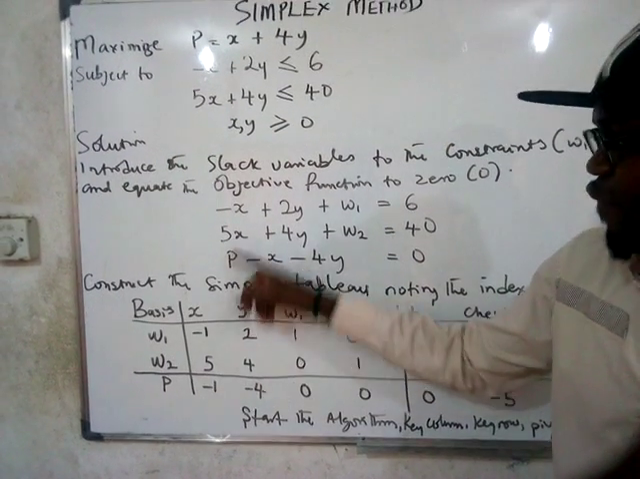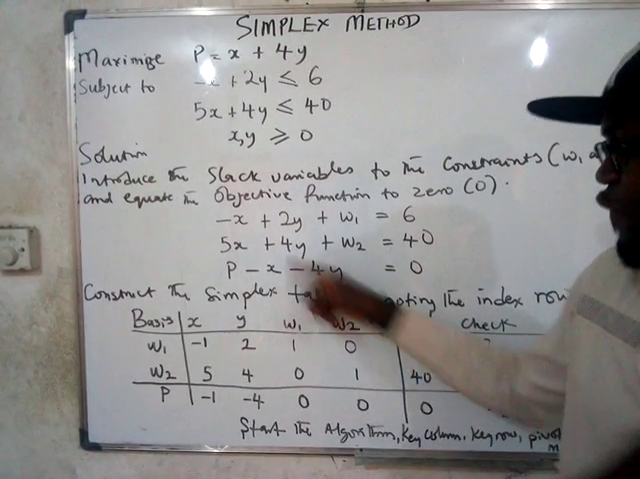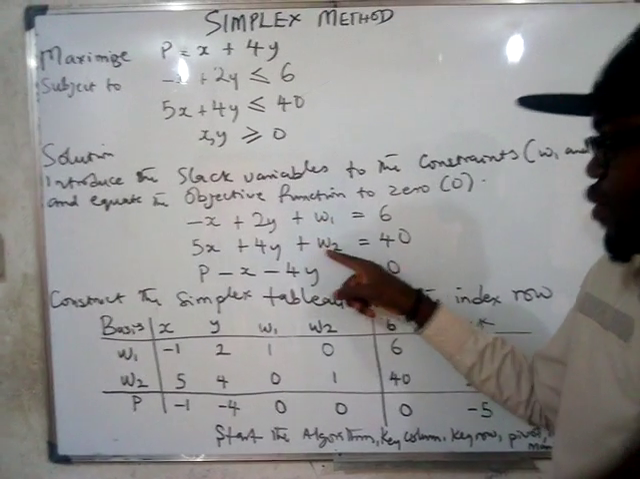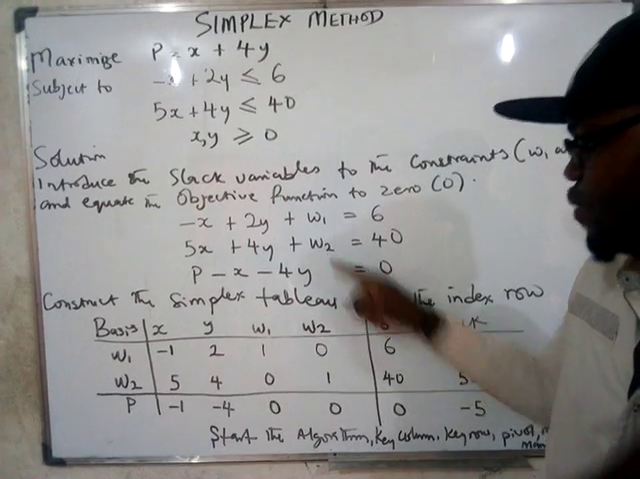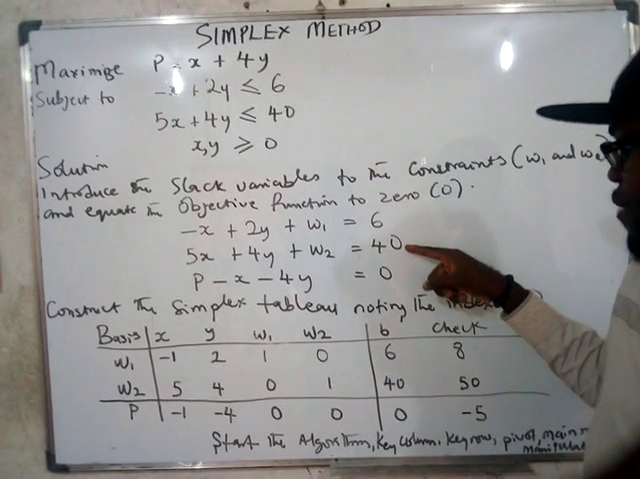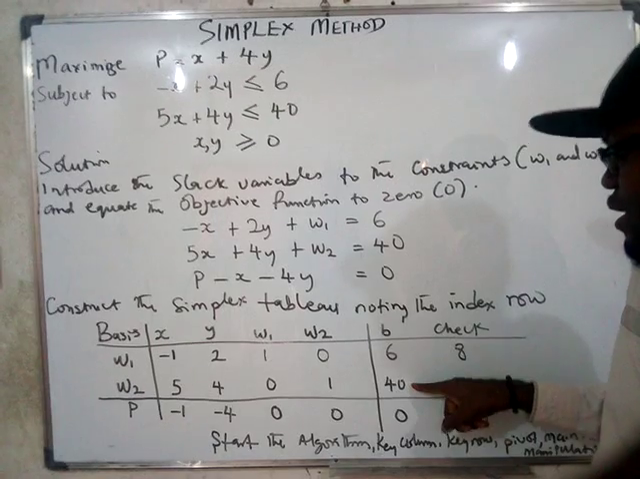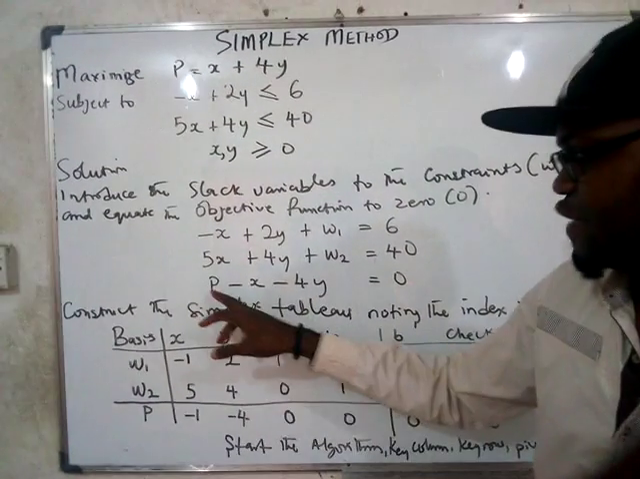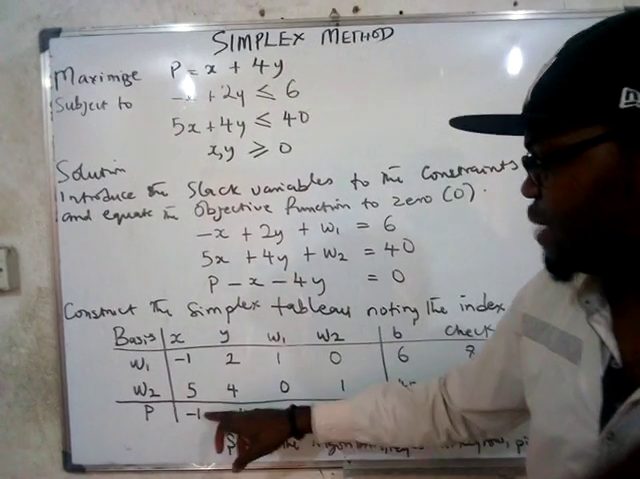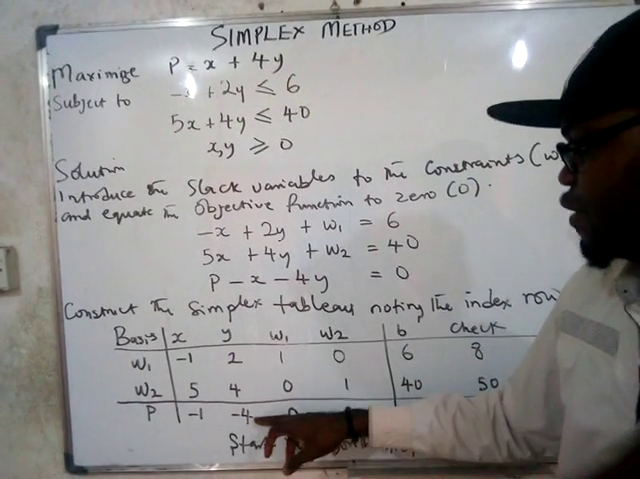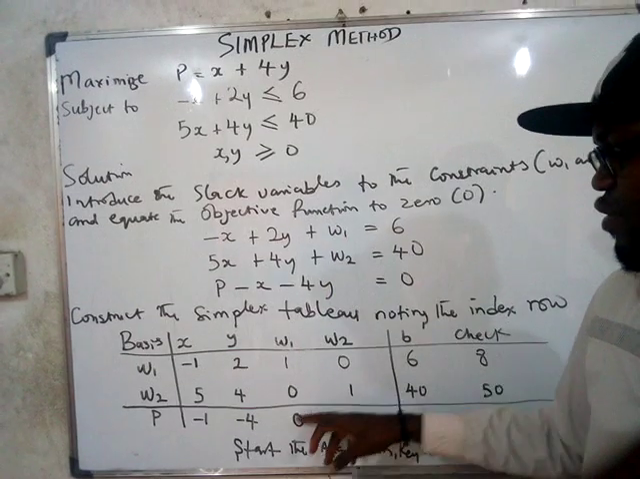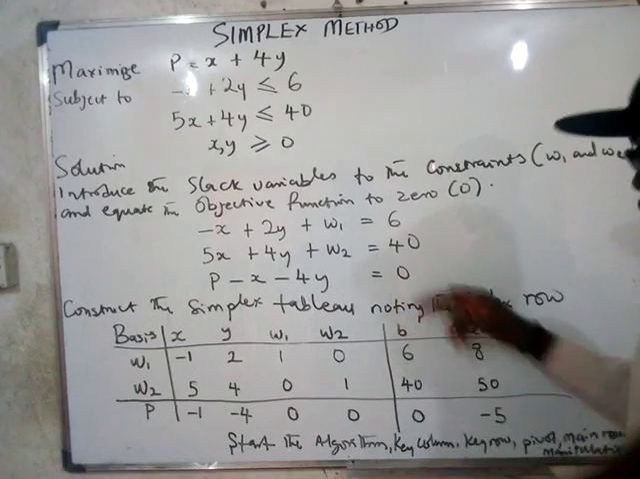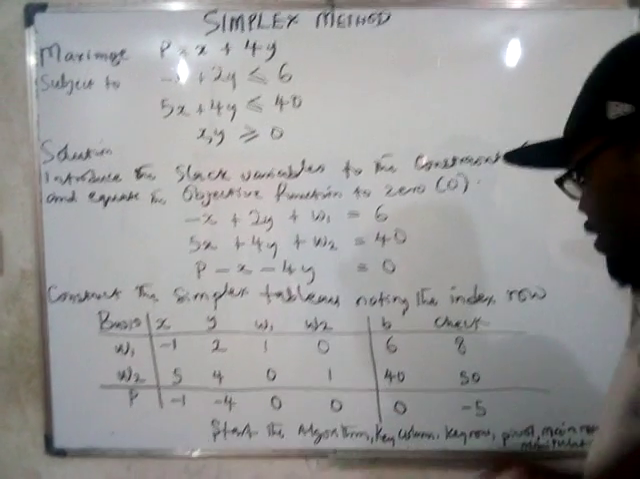For the second one, coefficient of x is 5, coefficient of y is 4, coefficient of w1, there's no w1 here, so it's 0. Coefficient of w2 is 1. What is on the b? Equal to 40. Add up everything here, you get 50. For the P, coefficient of x here is what? Minus 1. Of y is minus 4. Of w1, there's no w1, so 0. Of w2, there's no w2, 0. The check is minus 5. Add up everything here, you get this.